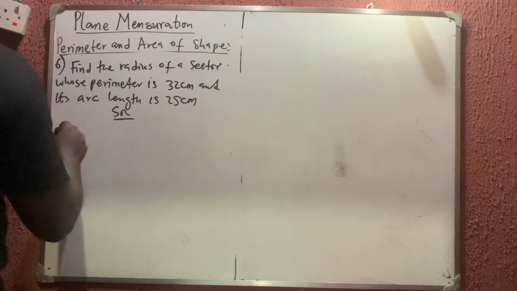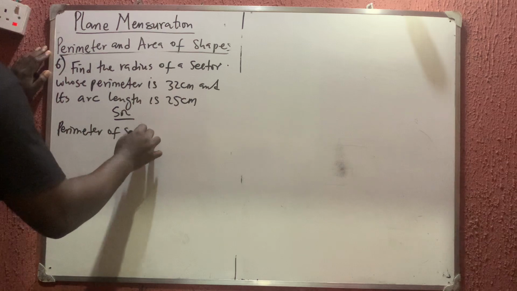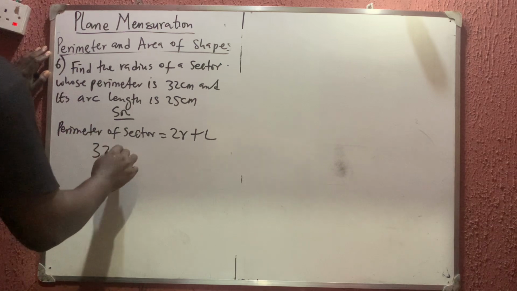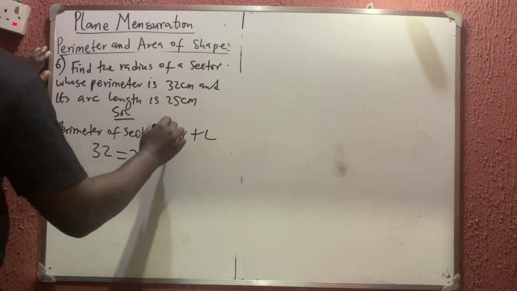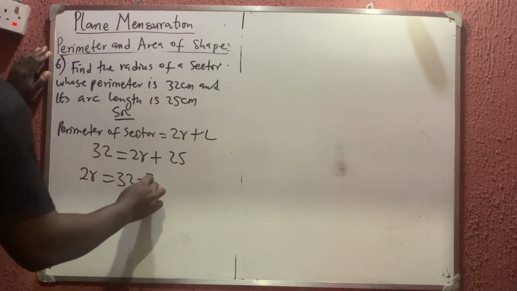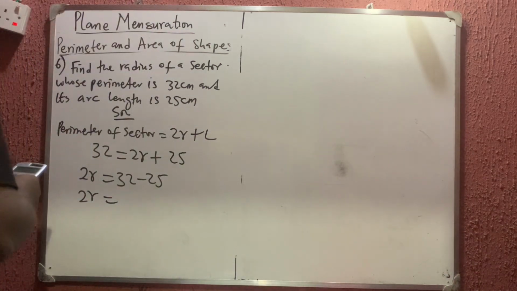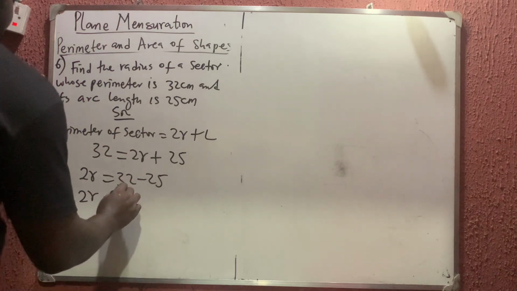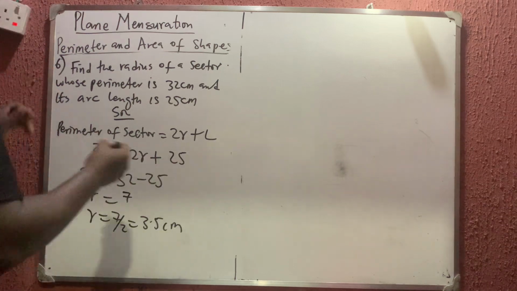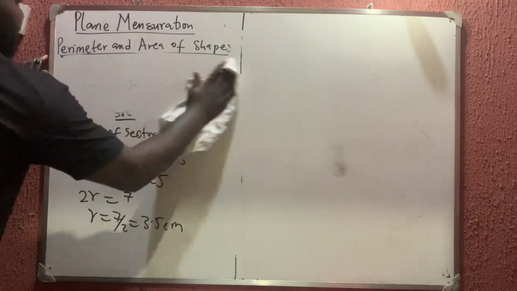Solution. So we have that the perimeter of a sector is equal to 2r plus l. The perimeter they gave us as 32 is equal to 2r plus the l they gave us as 25. So 2r will now be 32 minus 25. So therefore 2r is equal to 7, so my r will be 7 divided by 2, which is 3.5 cm. Very, very simple to calculate. We move to the next question, question number 7.